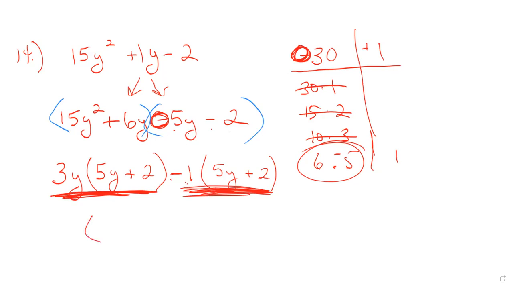I'm going to factor out a 5y plus 2, and that's going to leave me, from this first set, the 3y, and from this second set, the minus 1. So this completely factored is 5y plus 2 times 3y minus 1.